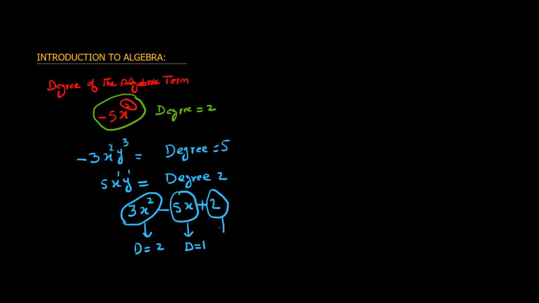So what about this term? What is the degree of this term? If a term does not have any letter in it, then the degree is 0, because this is a constant term. This is a very simple concept of degree of an algebraic term.